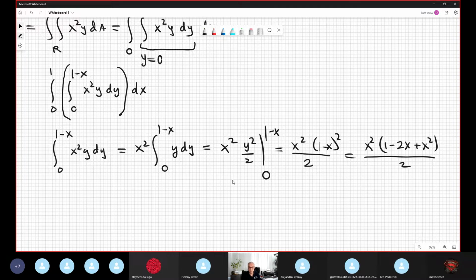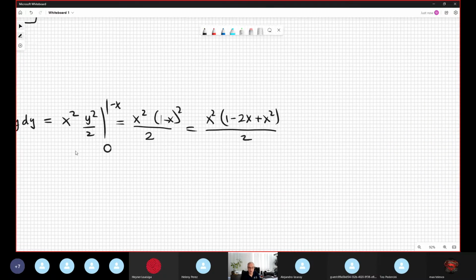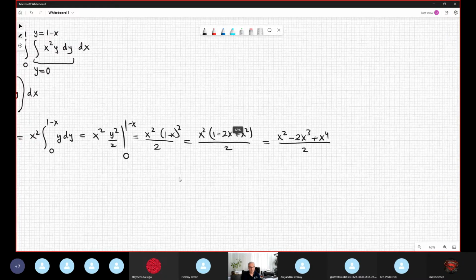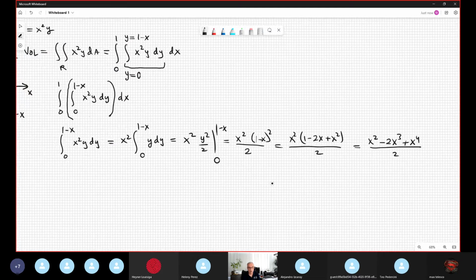Now we continue. It's x squared minus 2x cubed plus x to the 4th power, divided by 2. And this is the answer of the first integral. I go to the beginning to say it's the integral from 0 to 1 of this. By the way, if you want, you put a 1/2 outside and you integrate x squared minus 2x cubed plus x to the 4th power dx. Don't forget dx. We are doing the last part.